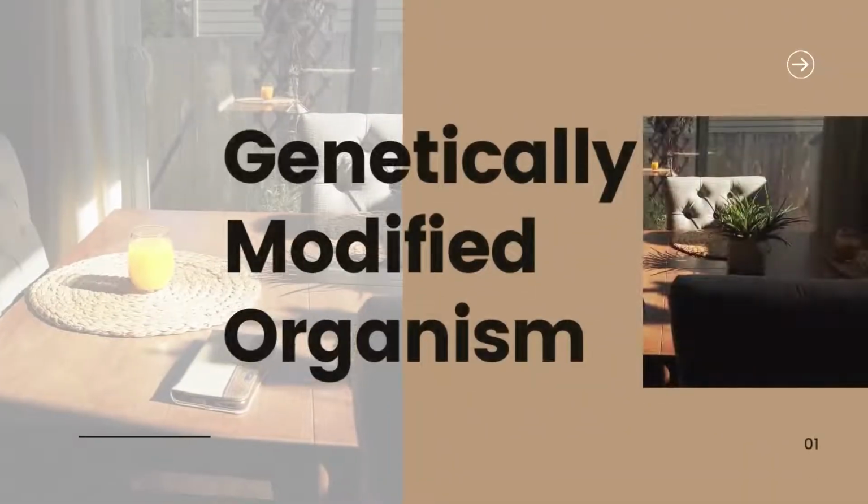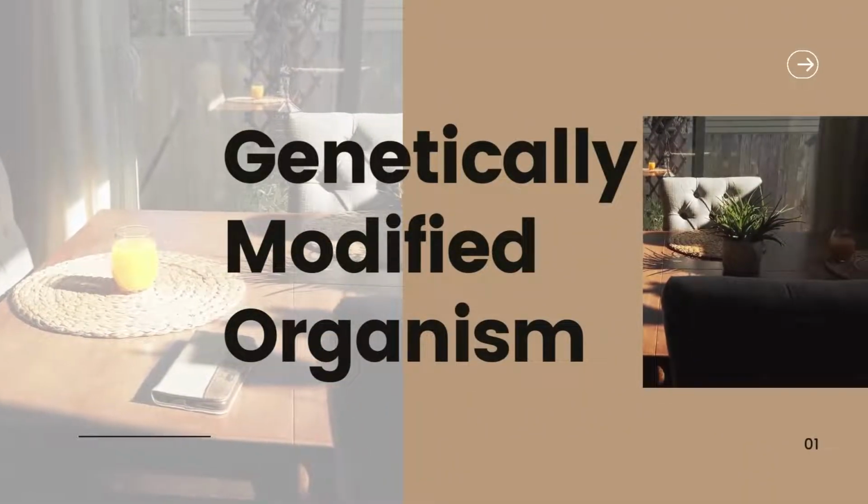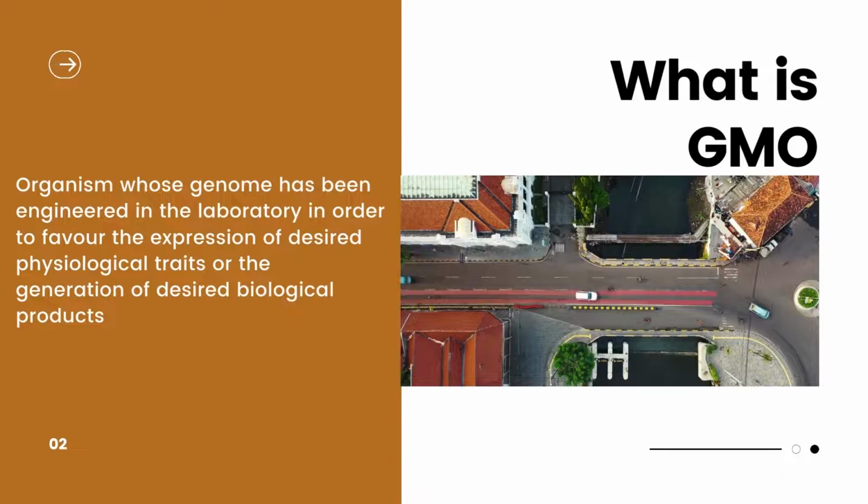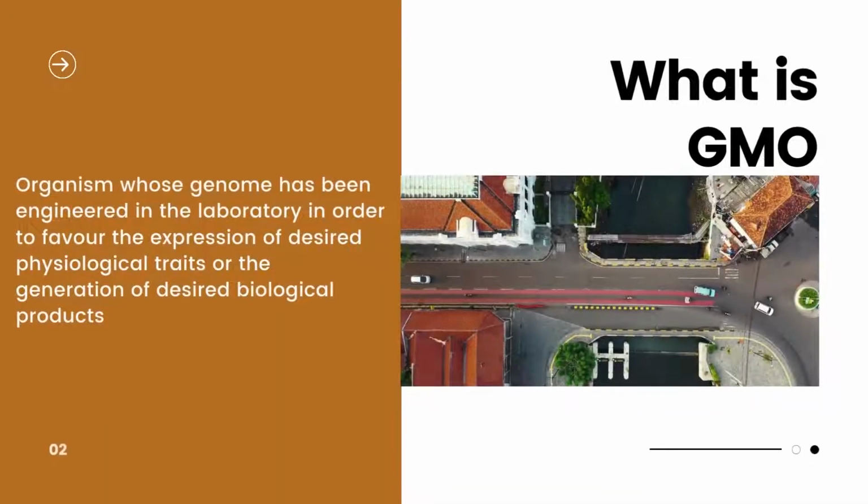Today's topic is GMO, or the Genetically Modified Organism. Let's start with the definition of GMO. GMO, or the Genetically Modified Organism, is an organism whose genome has been engineered in the laboratory in order to favor the expression of desired physiological traits or the generation of desired biological products.